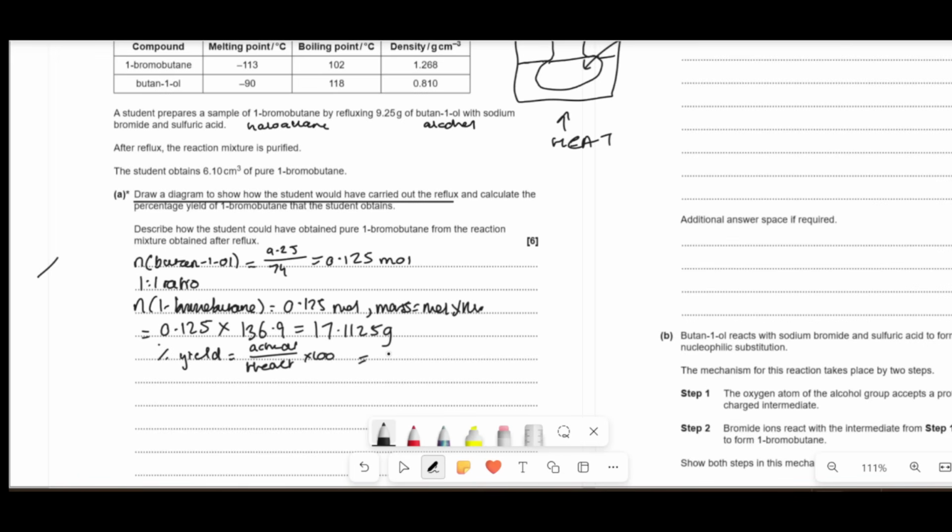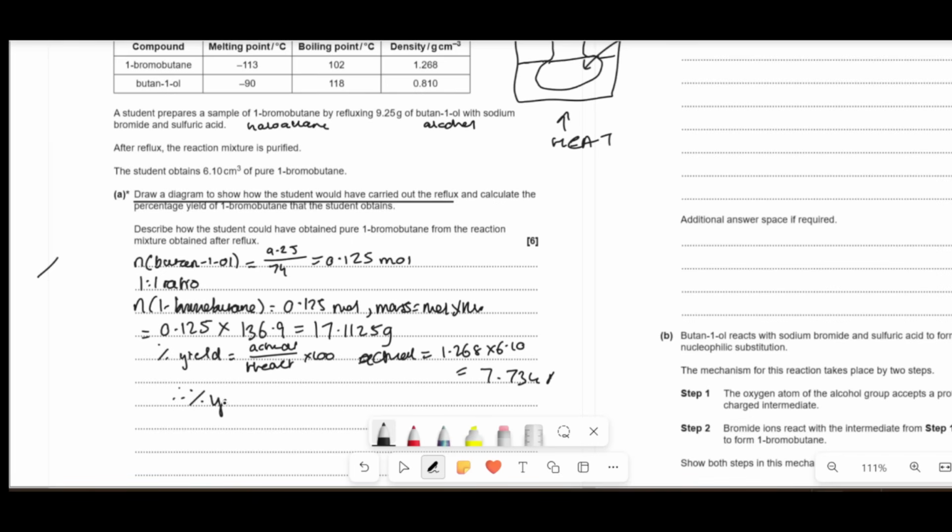In that case, the actual amount they got was 6.10 centimeters cubed of that, right? So you're like, oh my God, I don't know the mass. Don't worry, don't get scared. It's telling you the density in grams per centimeter cubed. So we need to find out what our actual yield is. They've told you its volume and its density in grams per centimeter cubed. So all you do is 1.268 times 6.10, because density equals mass over volume, but you can also work it out from the units. That gives you 7.7348.